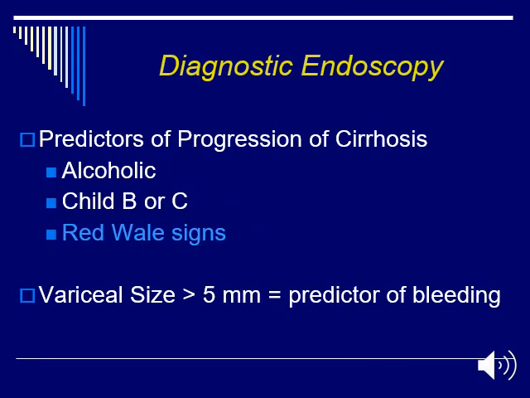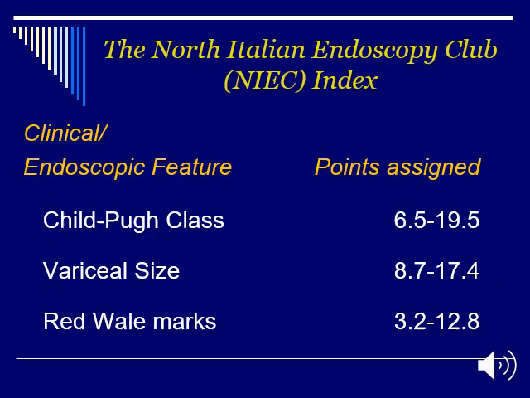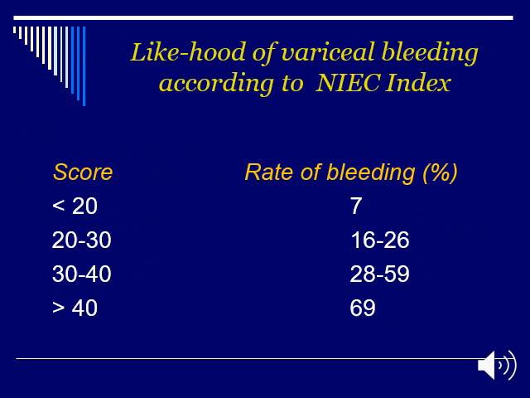So by endoscopy, you can predict, as we said, by the presence of red wale signs or not, whether the varices are large or not, and whether the patient is Child C or B. All of those have been put in an index called the NIEC index: the Child class, the variceal size, and red wale marks. Then you can predict that if the patient has a low score, the chance of bleeding is low. If they have a high score, the chance can get as high as 70%.